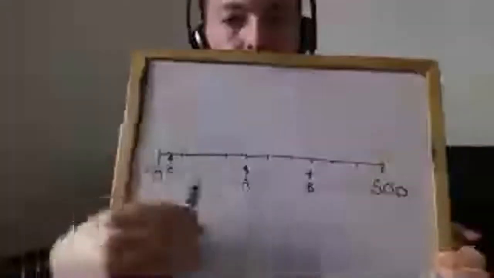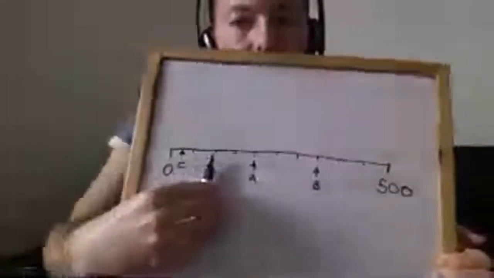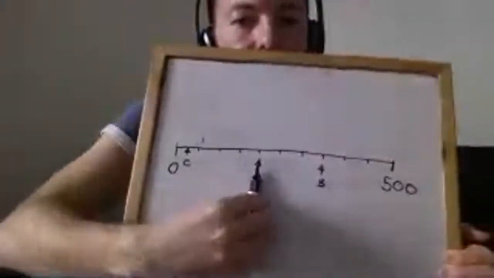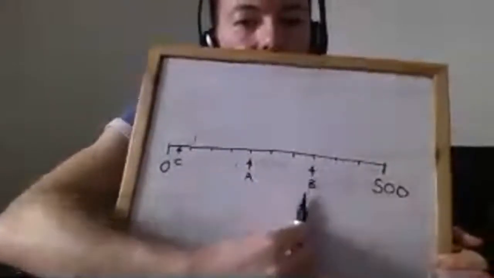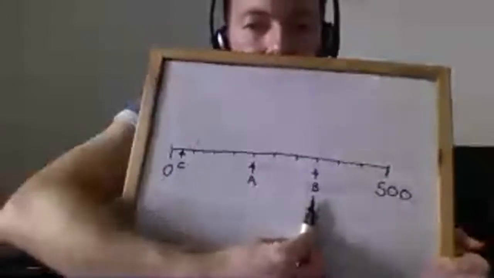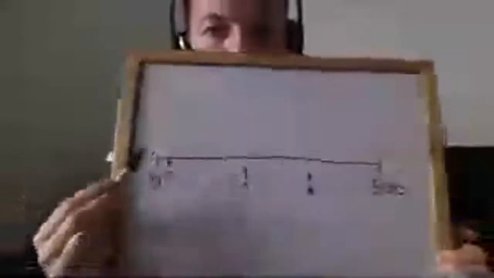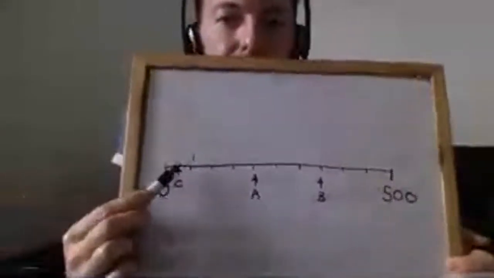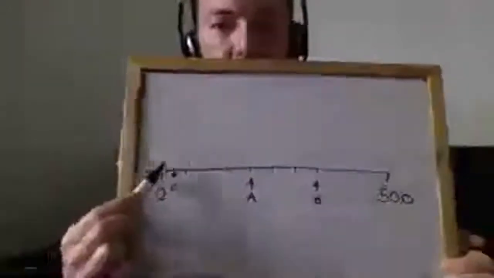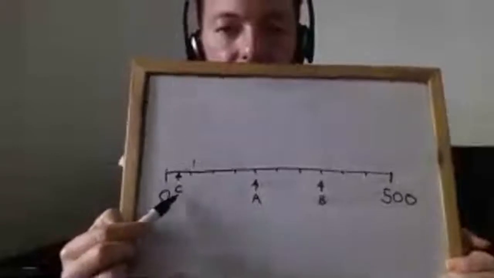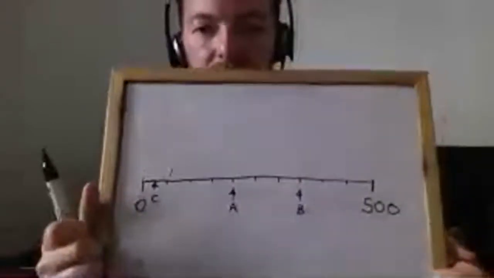So based on that, A is 50, 100, 150, 200. So A is 200, 250, 300, 350. B is 350. And then if we take C, C is halfway. So if every jump is 50, then you work out what half of 50 is. Half of 50 is 25. So C is 25 because it's half of it. All right. Try one more then.